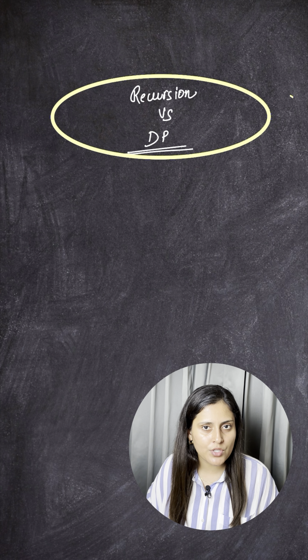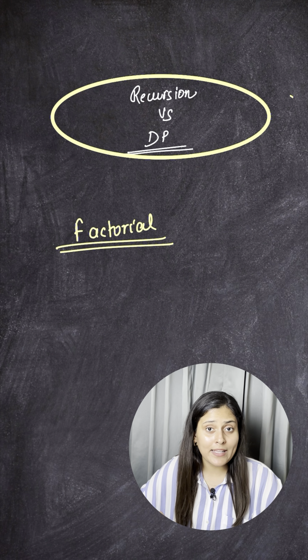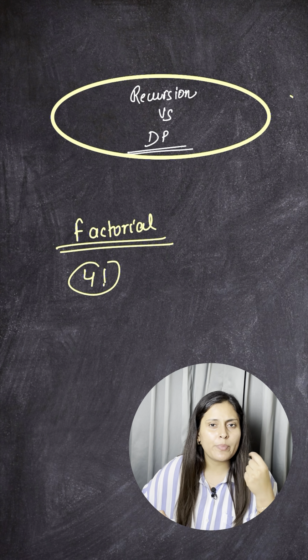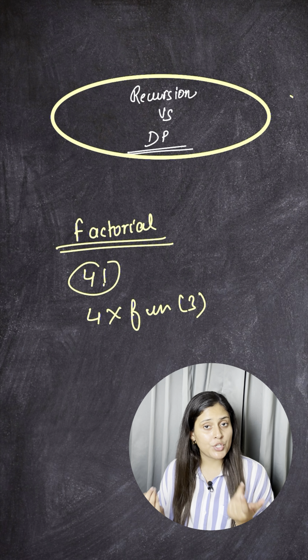Every DP is recursion, but every recursion is not DP. Why and how? Let's see. Let's take an example of factorial here. Suppose I am asking factorial 4. So basically factorial 4 is nothing but 4 into function 3.